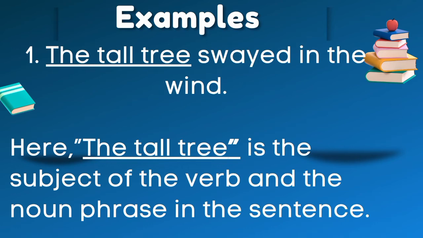It's the one swaying. The tall tree swayed in the wind. The tall tree is the subject in that sentence, and it is a noun phrase. So that is the noun phrase functioning as the subject of the verb.